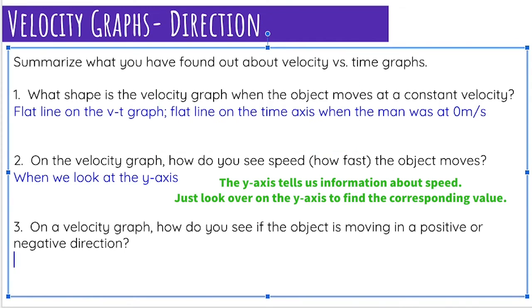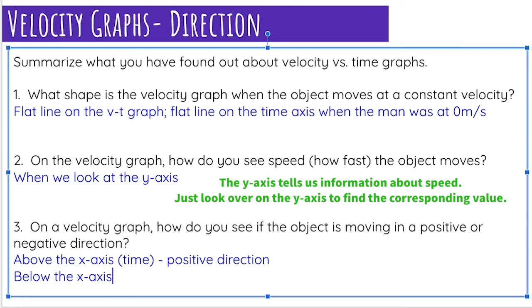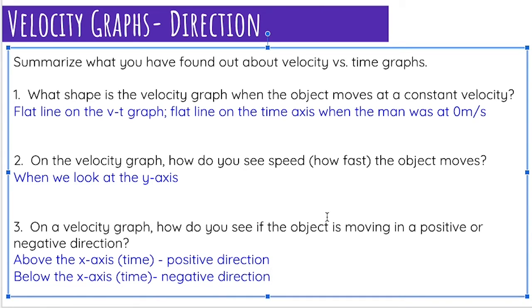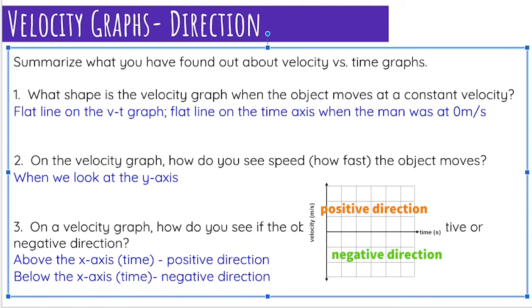or below the x-axis. So above the x-axis, so remember that the x-axis is time, means it's moving in a positive direction. And below the x-axis, which is also time, is moving in the negative direction. And so if we look at the Cartesian plane, so we have quadrant 1, 2, 3, and 4, we would see that above the x-axis in the positive direction, it's in quadrant 1, and below the x-axis in the negative direction is in quadrant 4.